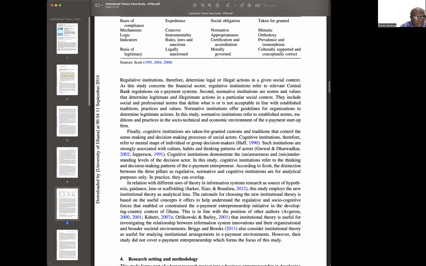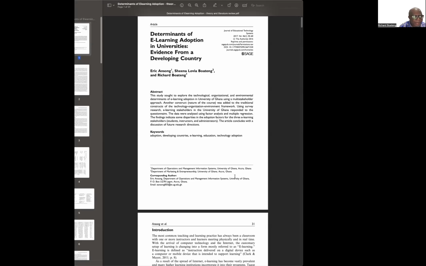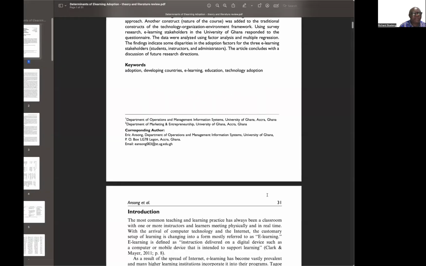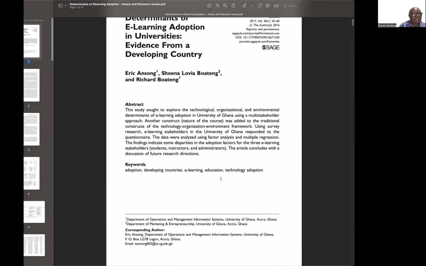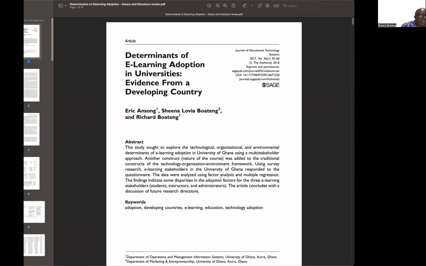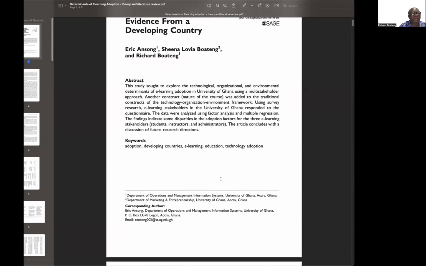Good. So let's look at an example again. By the time we finish the semester, you would have understood these things in detail. Let me see if I have one more example here. E-commerce in Ghana. Now, this is a paper that I wrote with one of my former PhD students, and it's titled Determinants of E-Learning Adoption in Universities: Evidence from a Developing Country.